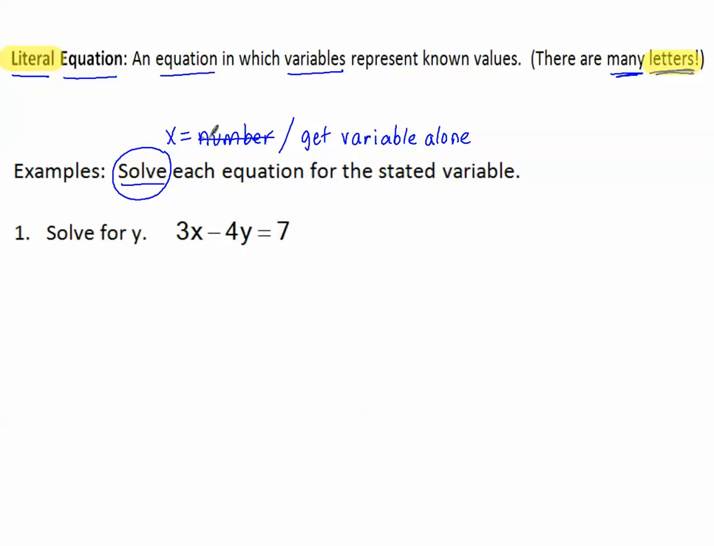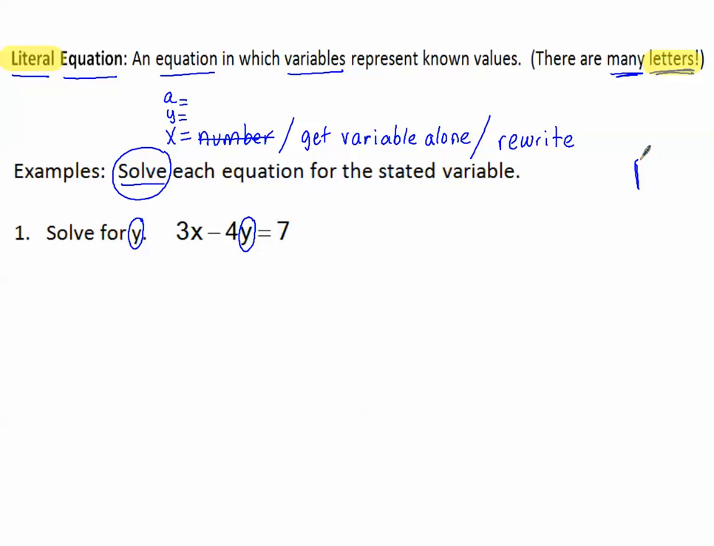So it might be x equals, or it might be y equals, or it might be a equals. Any variable, we get it alone. We also want to think of this solve as rewrite. Let's start with number 1, solve for y. We notice they're asking for y, so I'm going to go find the y. That's the one that I want to get alone. So in the end, my answer will say y equals something.